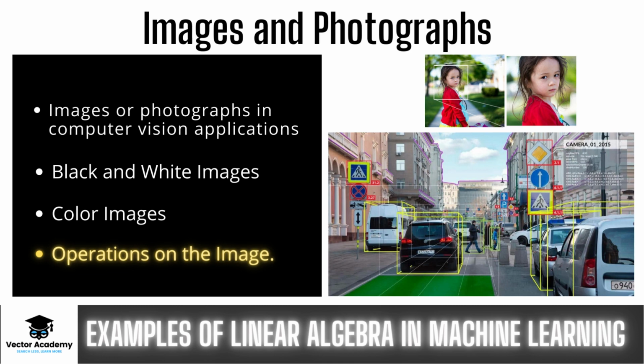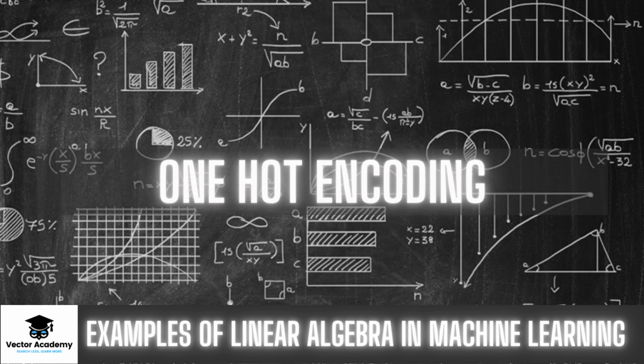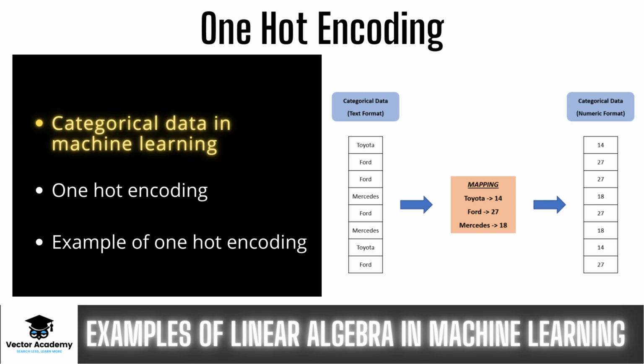Operations on the image. Operations on the image, such as cropping, scaling, shearing and so on, are all described using the notation and operations of linear algebra. Hot encoding. Categorical data in machine learning. The class labels for classification problems, or perhaps categorical input variables, are the categorical data in machine learning. It is common to encode categorical variables to make them easier to work with and learn by some techniques.